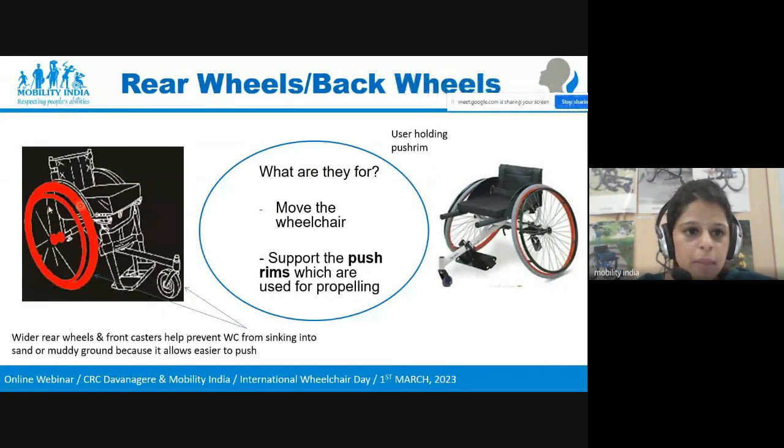Rear wheels or back wheels will be helpful for moving the wheelchair. This will support the push rim, which will be used for propelling. Position the rear wheel in such a way that the user can hold on top of the push rim with the elbow flexed to 90 degrees. If it is placed too far posteriorly, it will be difficult for the user to push, and it makes the user fatigue very soon.